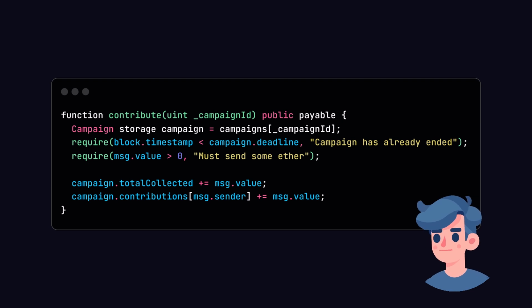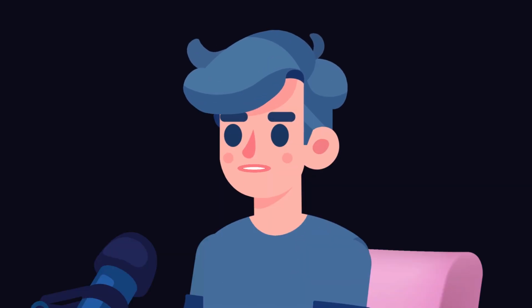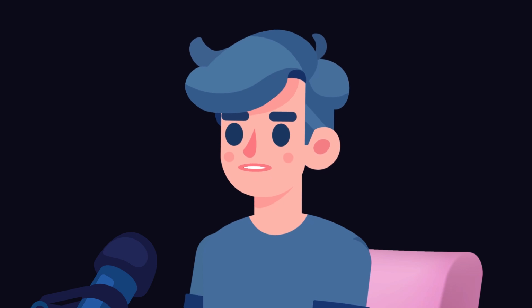Next, let's implement the function for making contributions to a campaign. We'll also track each contributor's amount. In this function, we ensure that the campaign has not ended and that the contributor is sending a positive amount of Ether. The contributed value is then added to the total collected and the individual contributor's amount.